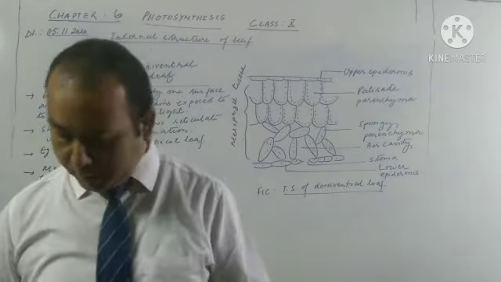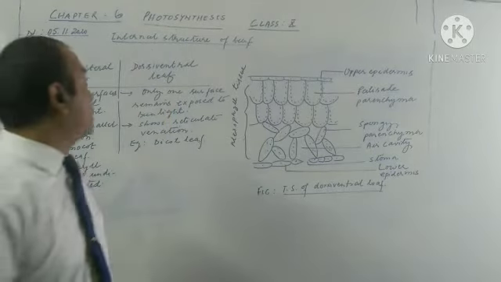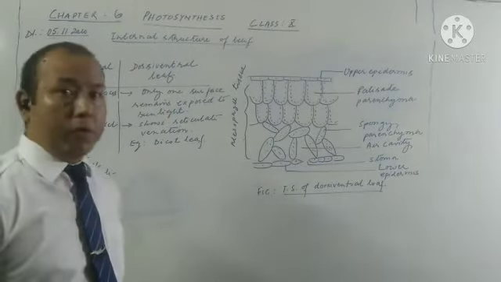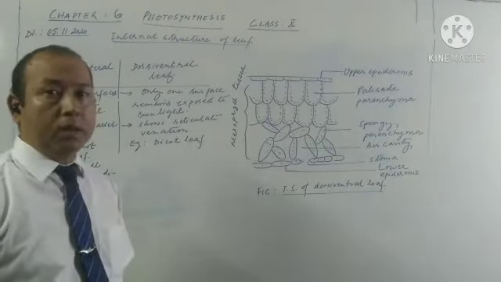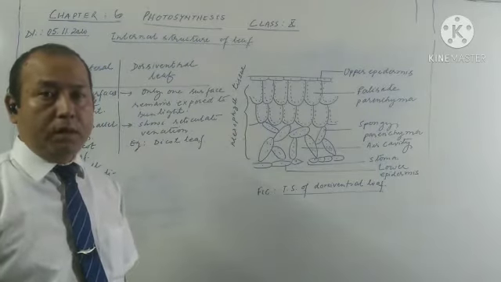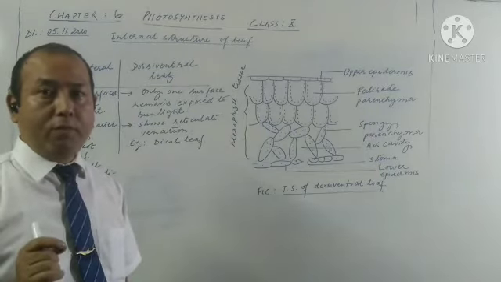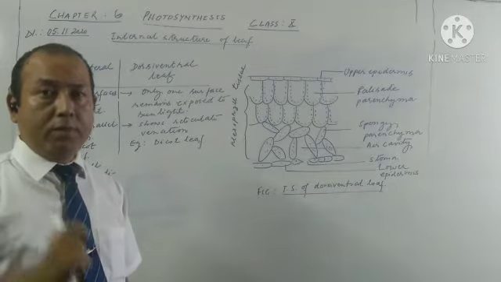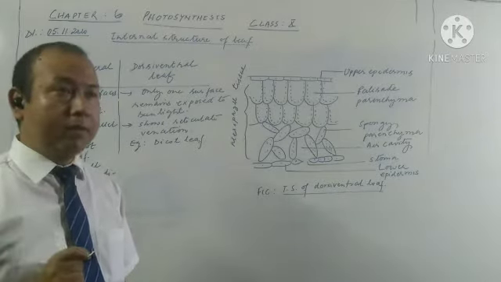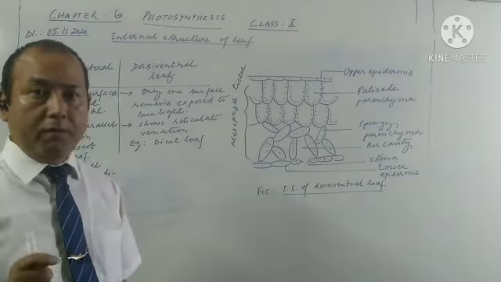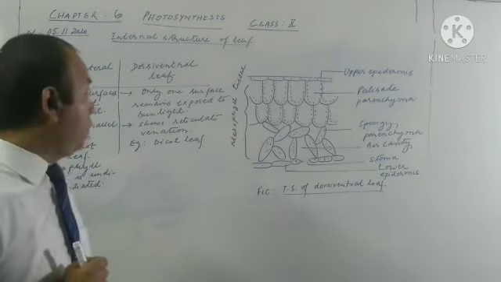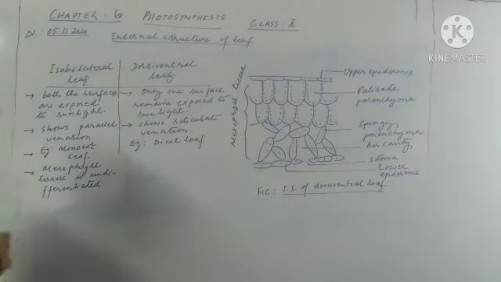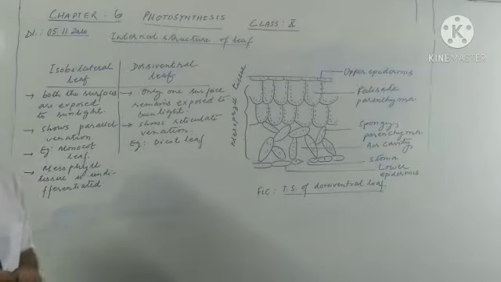Let's start the next topic. The next topic is internal structure of leaf. Before going to mechanism of photosynthesis, we must have a clear idea about the types of leaf also, because leaf is the organ of the plant where usually the photosynthesis occurs. So we must have a clear idea about the leaf, particularly the internal structure, about which we will be discussing here. But before going to the internal structure of the leaf, first we have to understand the types of leaf.